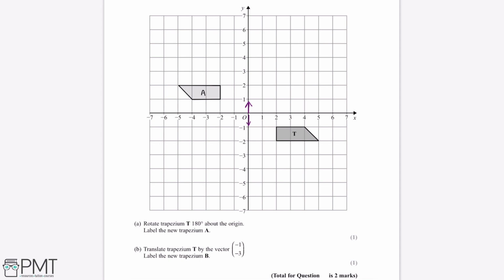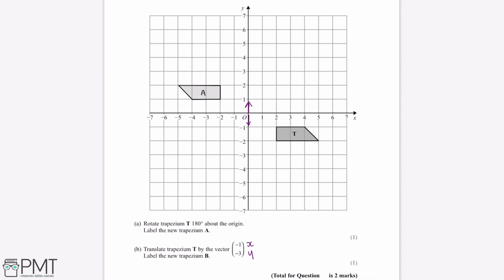Translate trapezium T by the vector -1, -3. Label the new trapezium B. So with vectors, the top number is our x-axis, and then the bottom number is our y-axis. So if we want to translate this trapezium by this vector, we're going to want to move all of the coordinates to the left by 1 point, and then down by 3 points. So you can either do this in one go, or do it in 2 separate parts.